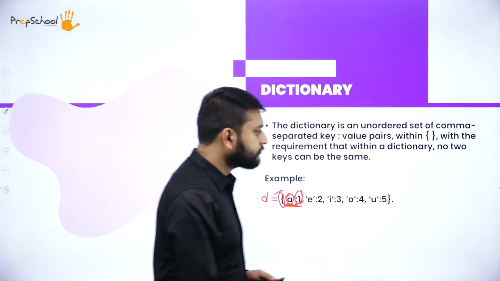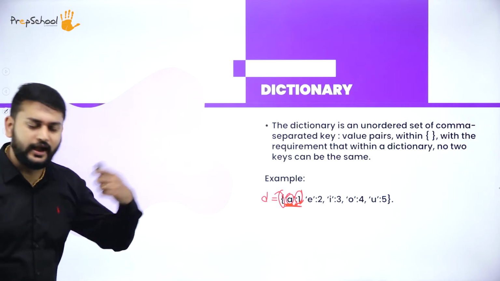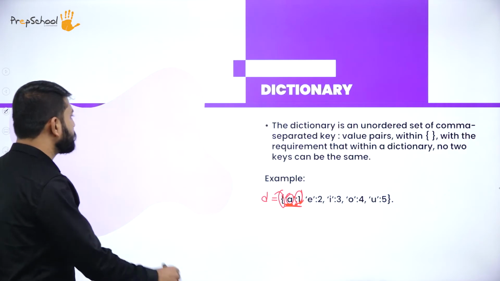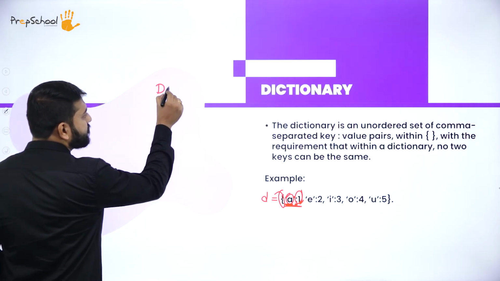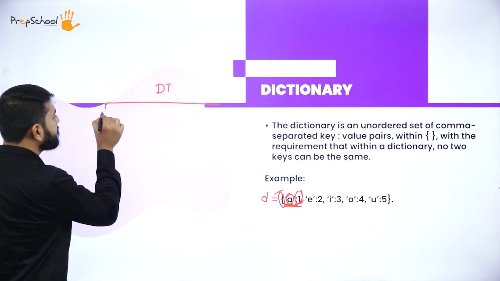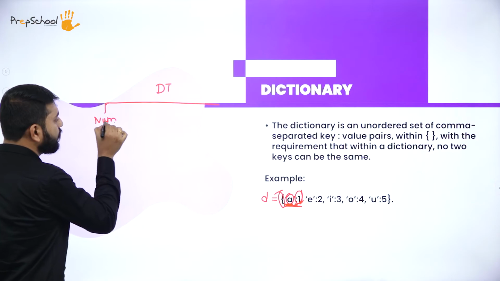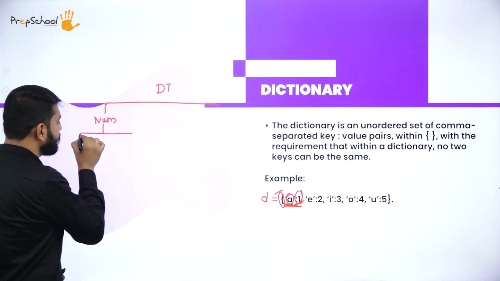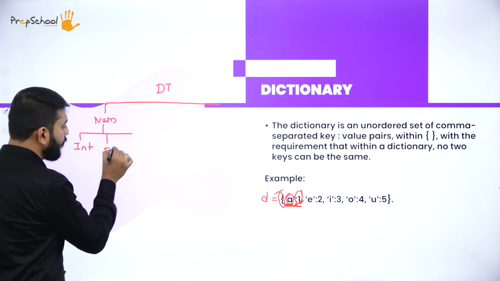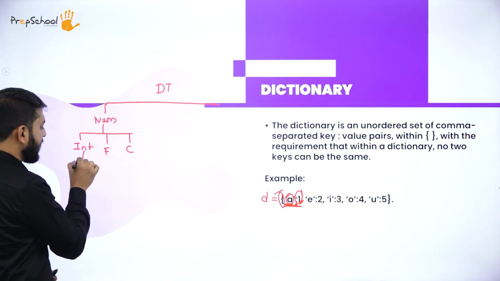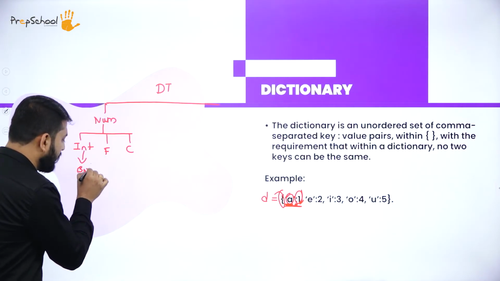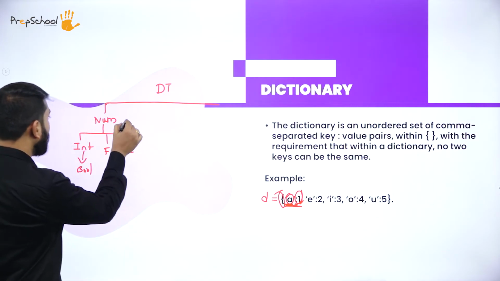So guys, this is all about the different data types that we have. Let me recap all the data types. Let me write DT as data type. What is the first data type that you have? You have something called numbers. Inside numbers, you have integer, floating point, and complex number. Under the category of integer, you have boolean. So this is all about the numbers.